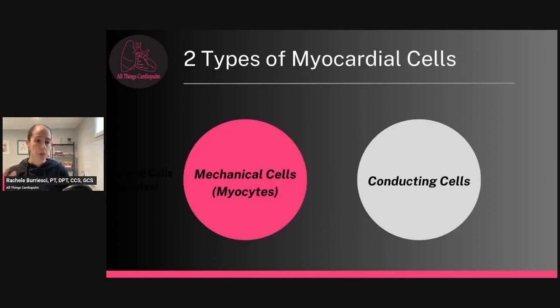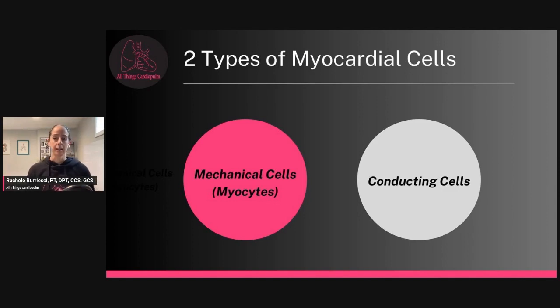So first off, we have two types of myocardial cells. We have mechanical cells, sometimes known as myocytes, and conducting cells. Mechanical cells essentially have the ability to contract, and they have the ability to contract because they have a large amount of actin and myosin, as well as mitochondria. It can contract, and it's going to have a high rate of endurance due to the large amount of mitochondria that exists, which totally makes sense because the heart has to work 24/7 without truly resting.